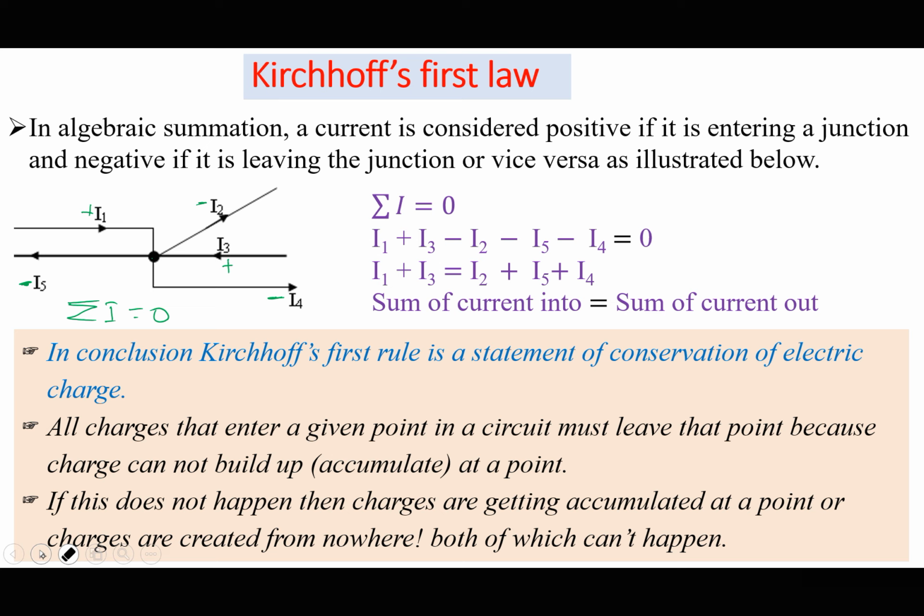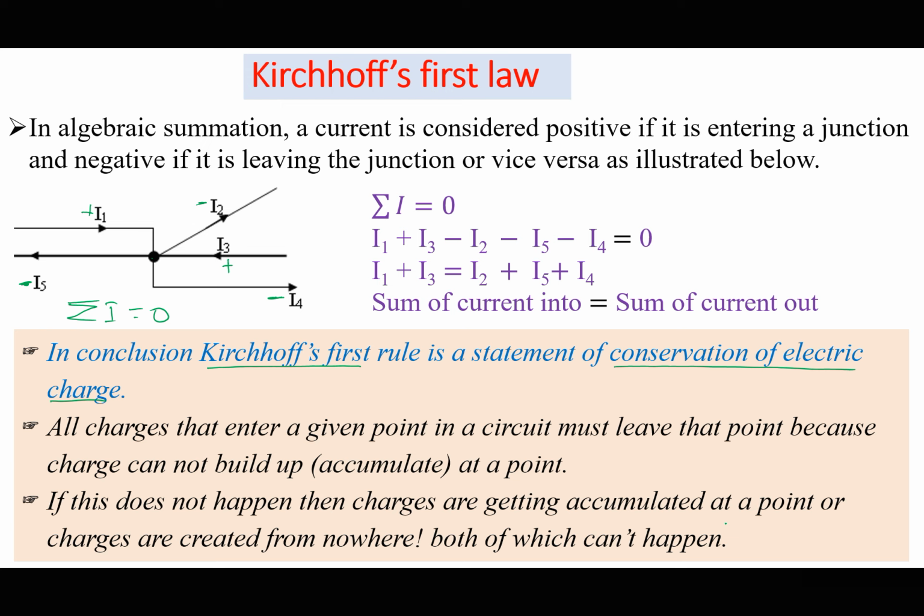So in conclusion, Kirchhoff's first rule is a statement of conservation of electric charge, as I've already mentioned. First law is conservation of electric charge, or simply charge. All charges that enter a given point in a circuit must leave that point because charge cannot build up or accumulate at one point. If charge was to accumulate at one point, this would violate the law of conservation of charge. So if this does not happen, then charges are getting accumulated at a point, or charges are created from nowhere, both of which can't happen.